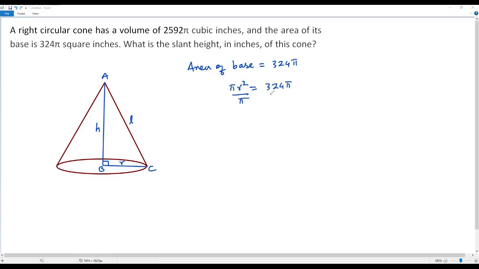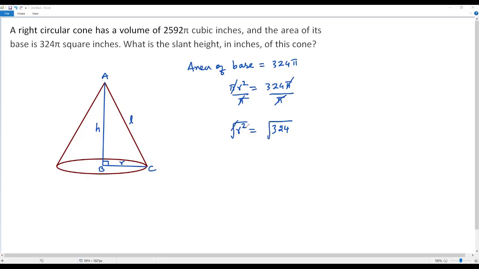Let me divide both sides of this equation by pi. Then pi will cancel out. Here the same thing. We get r square equals, on the right side, 324. Okay, now to get rid of this exponent 2, we have to take a square root on both sides. Now let me take a square root on both sides of this equation.